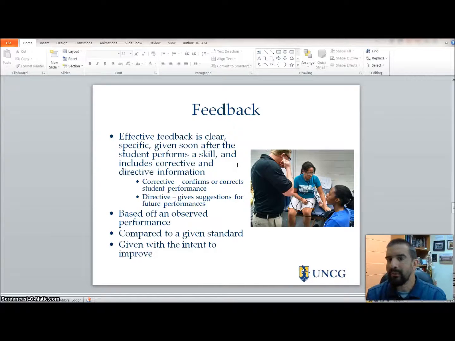So if you look at both questioning and feedback, two things which I'm sure we do a lot of, keep in mind that you don't want to misuse these two very powerful techniques. Make sure your questioning is clearly phrased, it has a purpose, and it has a way you're going to get there. And make sure your feedback has both corrective and directive information. It's given soon after the skill is performed, and it's given with the intent that you want them to get better, not just to crush their spirit.